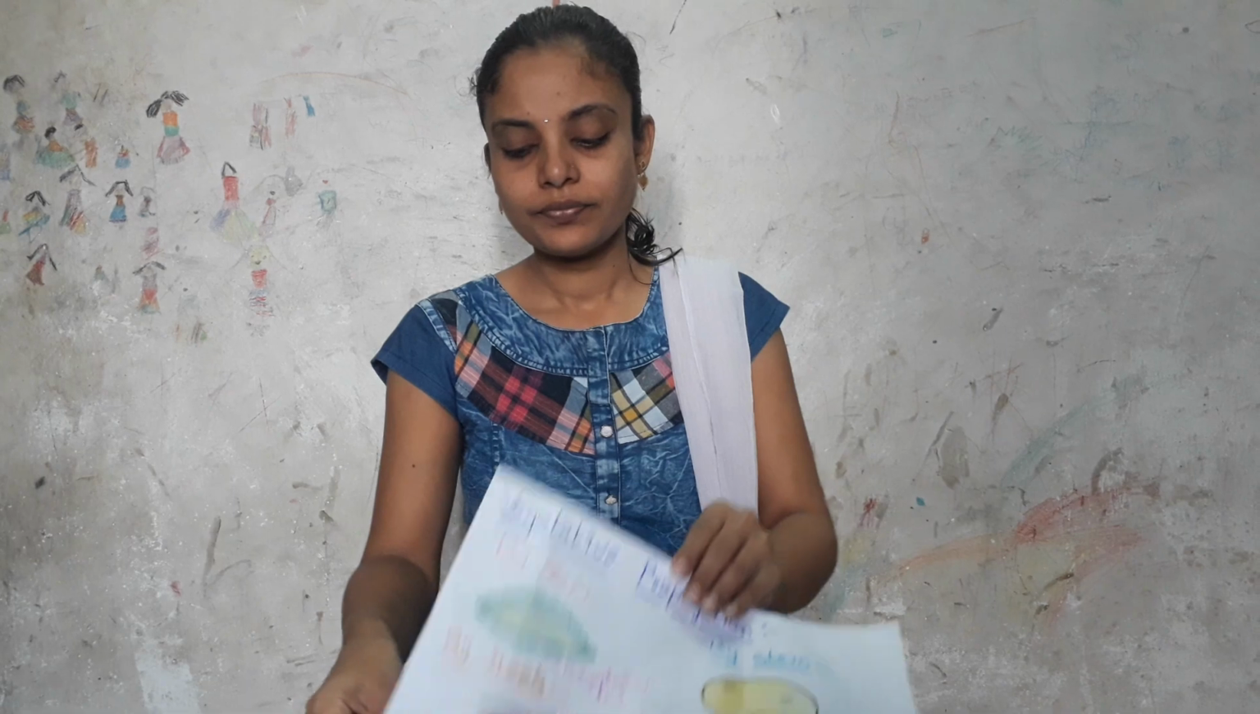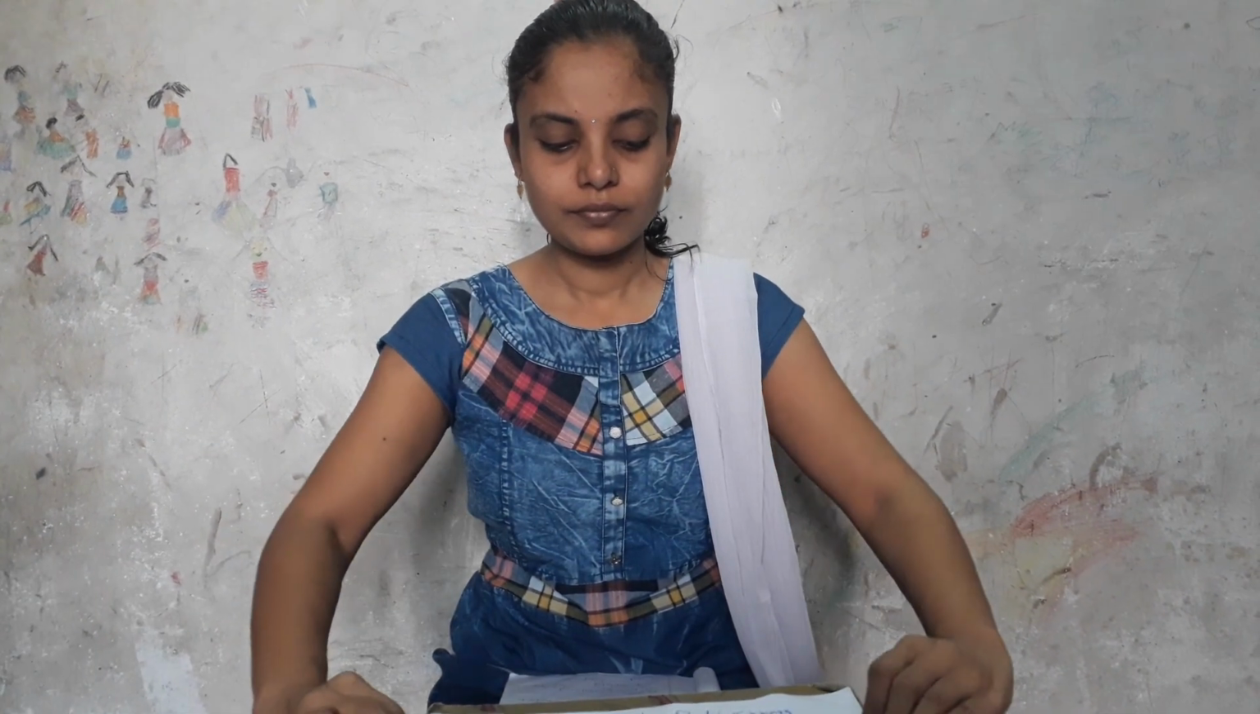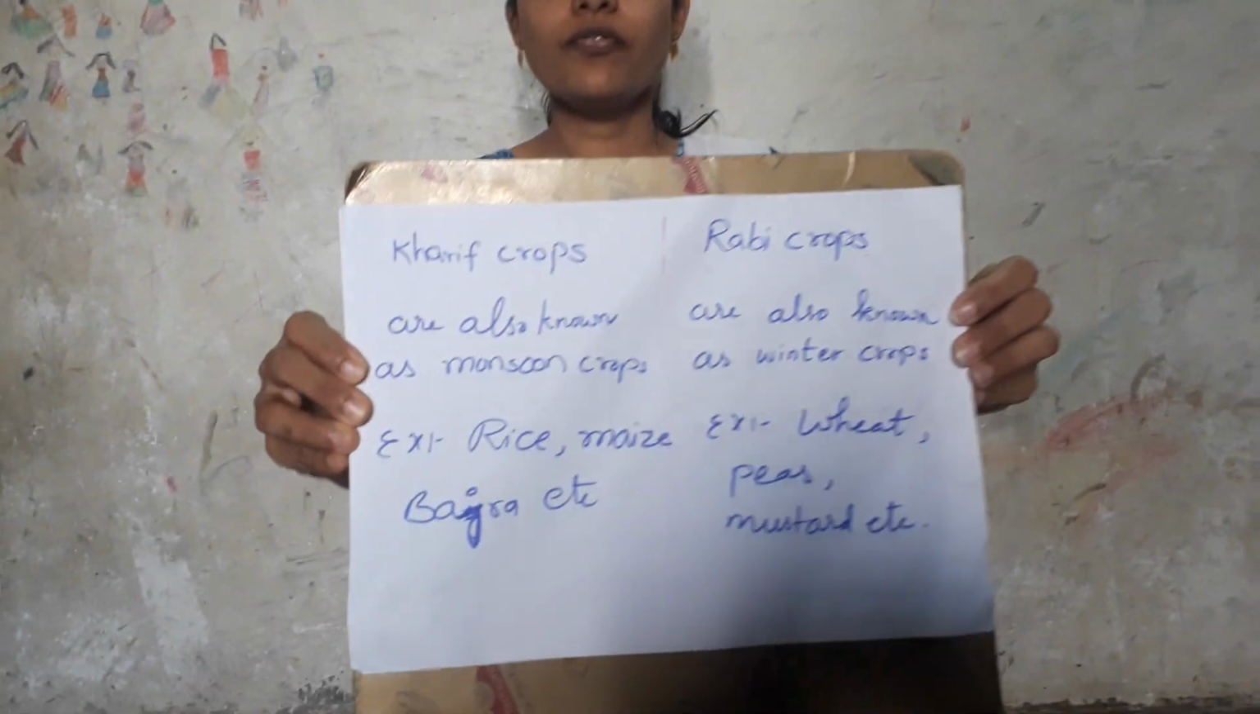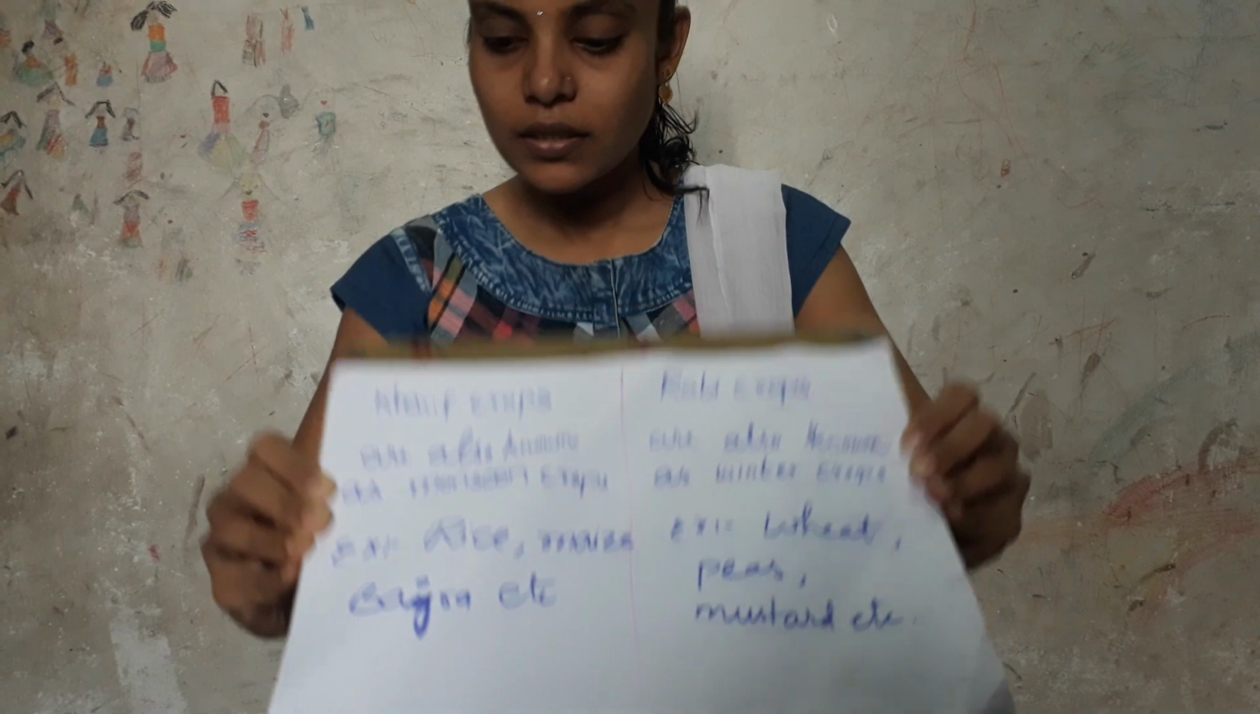And depending upon the seasons, these crops are of two types, that are rabi crops and kharif crops. Let us discuss briefly about these crops.